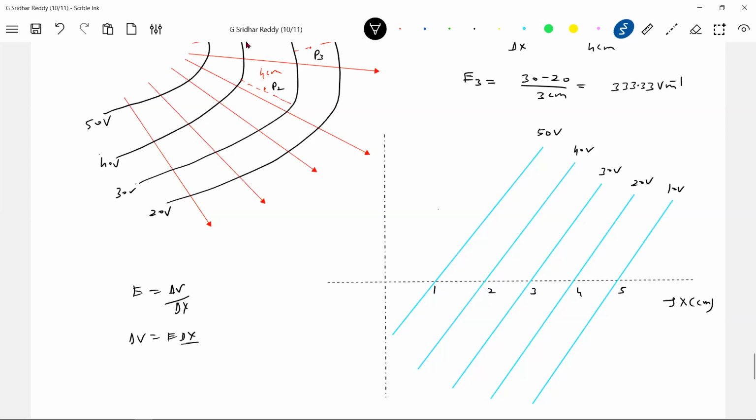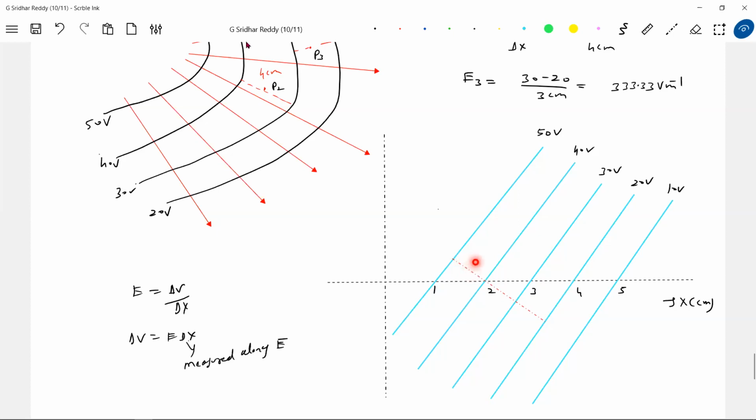I'll write it. Measured along E bar. Okay, now I know this distance. What is this? This is 1 centimeter. And we know E bar should be perpendicular to the equipotential surface. So shall we bring the idea like this? Then what is delta X here? Will you take delta X this one or this one?